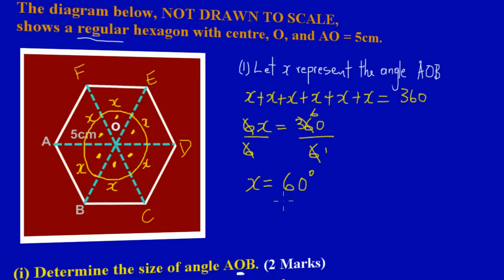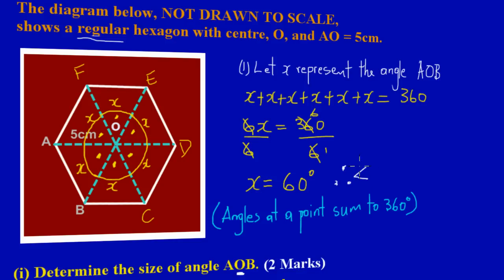Now we can make a statement, because this is a geometric concept. We can say angles at a point sum to 360 degrees. So now my friends, there we have it. The value of x is 60 degrees, so we have stated our geometric reason. Angles at a point sum to 360. So therefore, since they had asked us to find the angle AOB, we can say therefore the angle AOB is equal to 60 degrees. And that's an easy 2 marks.